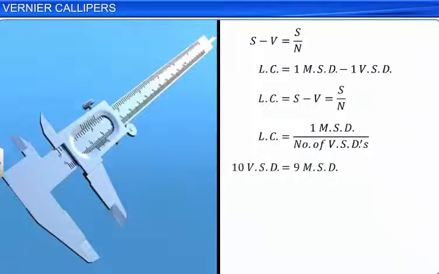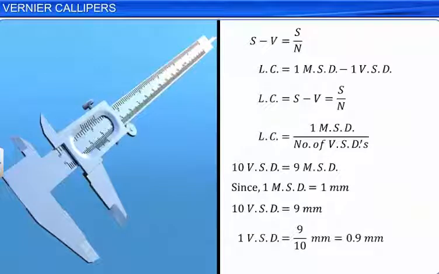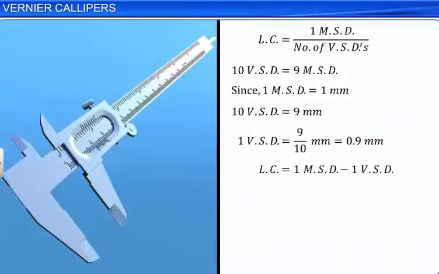Generally, in a standard vernier calipers, 10 vernier scale divisions coincide with 9 main scale divisions. Since the length of each main scale division is 1 millimeter, 10 divisions on the vernier scale are equal to 9 millimeter. Therefore, the value of one vernier scale division is equal to 9 by 10 millimeter, which is equal to 0.9 millimeter. Thus, the least count is equal to 1 millimeter minus 0.9 millimeter, which is equal to 0.1 millimeter.